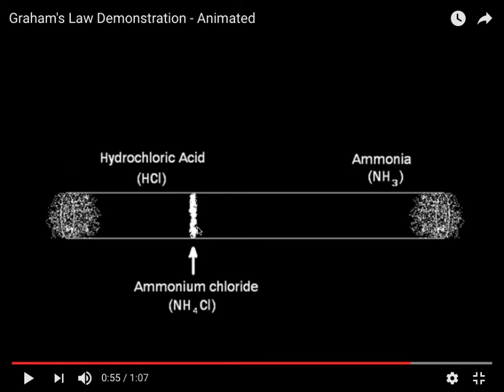Well, it forms closer to the HCl because the HCl has a higher molar mass, so it's not going to move as fast. The ammonia has a lower molar mass, so it's going to move faster, and so they're actually going to meet further down the tube.